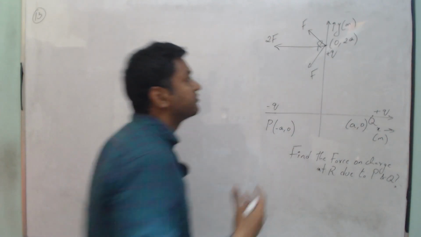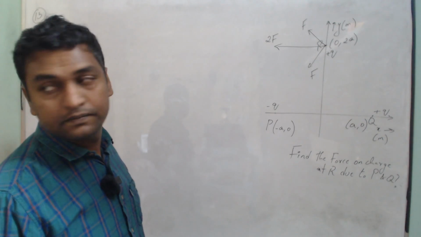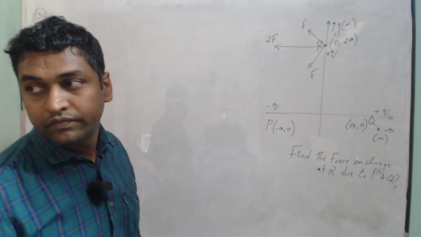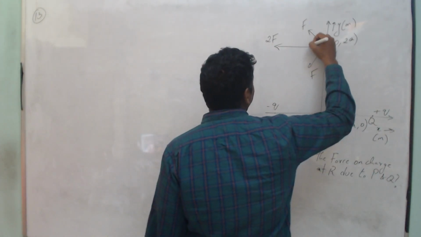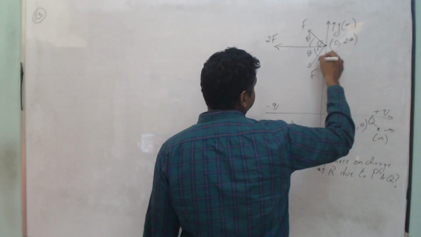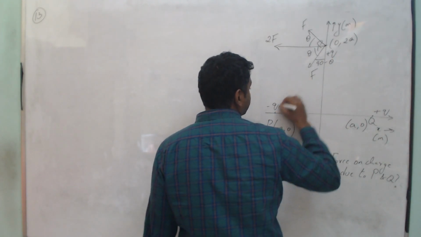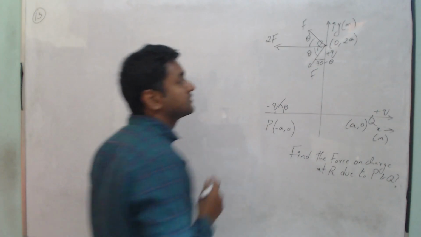Now we have to define our angle. I'll take this angle as theta. If that is theta, this is also theta due to symmetry. That means this is 90 minus theta, and that means this angle is basically theta. Is this clear?